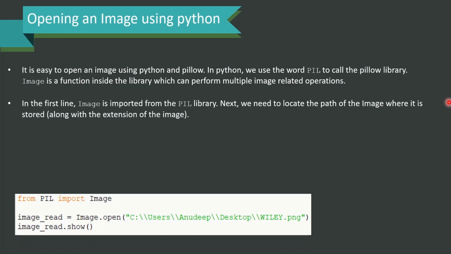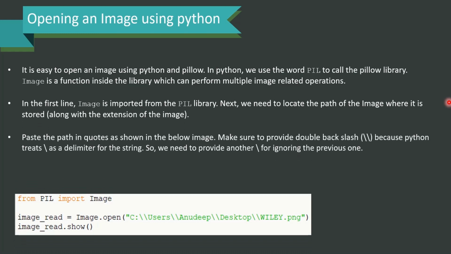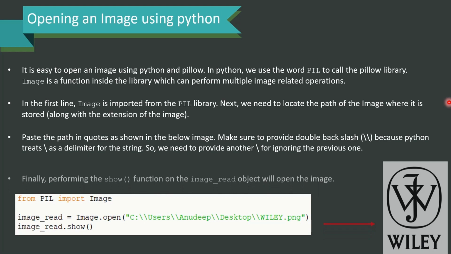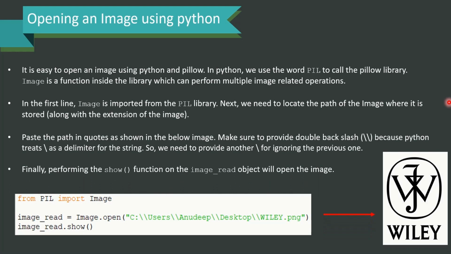Next, we need to locate the path of the image where it is stored. Make sure that you don't forget the extension. Paste the path in the quotes as prompted. Make sure to provide the double backslash because Python treats a single backslash as an escape character in the string, so we need to provide another backslash to ignore the previous one. Finally, performing the show function on the image_read object will open the image. We have opened the image named wiley.png, and the same has been presented in front of you for quicker reference.